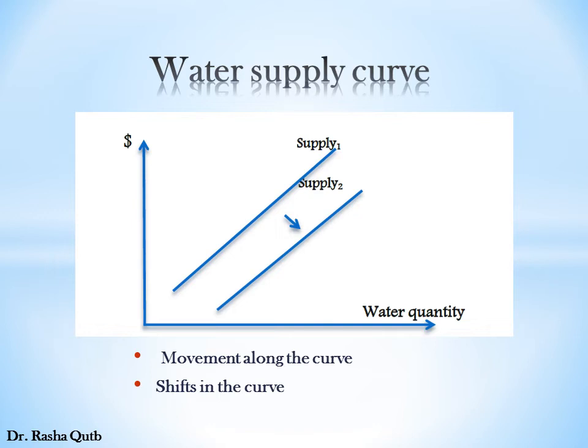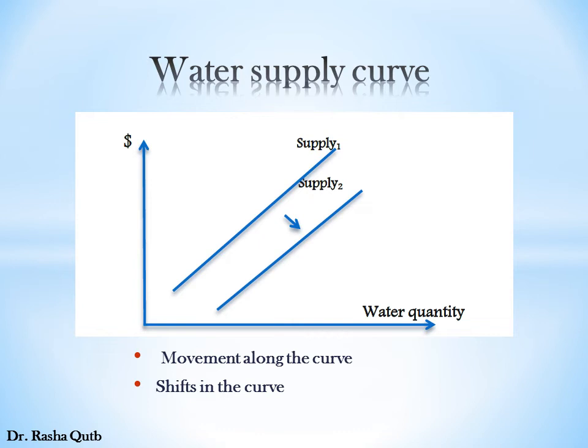First of all, investment in the existing system. For example, if we make some improvement in the infrastructure, we get more quantity of water, and then the supply curve for water will shift rightward.